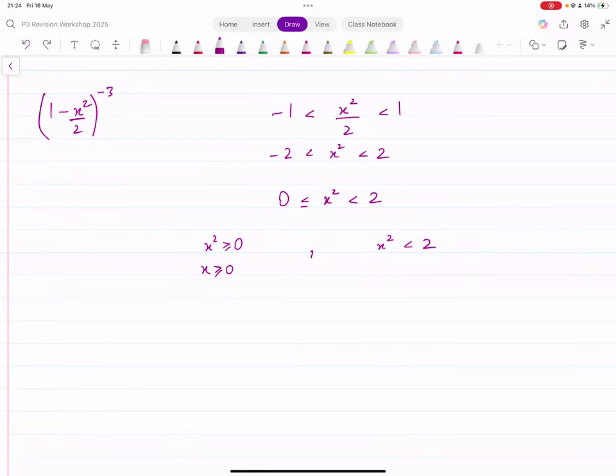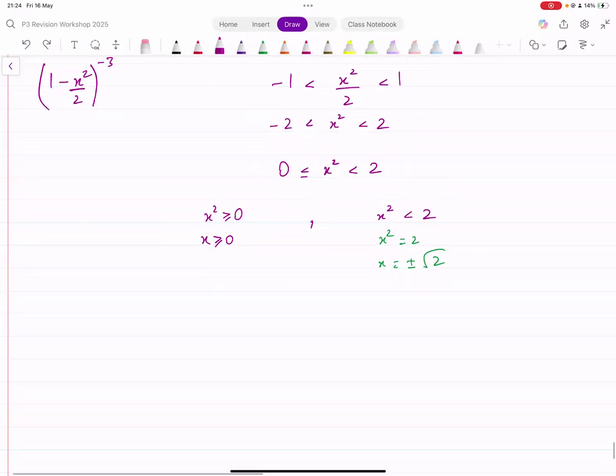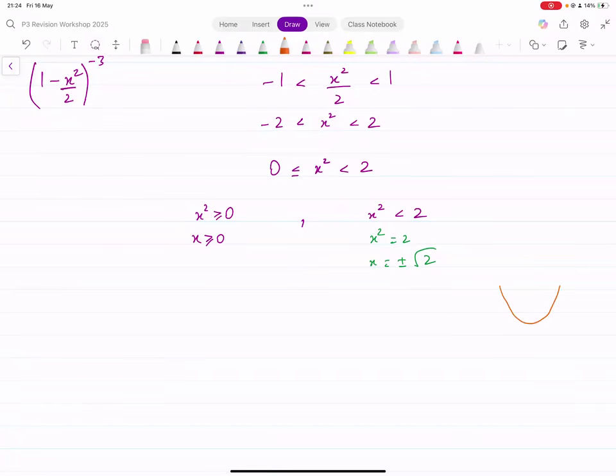Now, how do you solve this inequality? You first treat this as an equation. You say x² is equal to 2, solve this equation, and x equals plus or minus square root of 2. You get these two critical values of x. Now, we have a quadratic function that looks like this. We have found the two cutoff points, the two x-intercepts. One is minus root 2, the other is plus root 2.